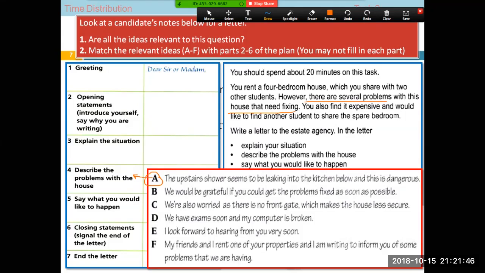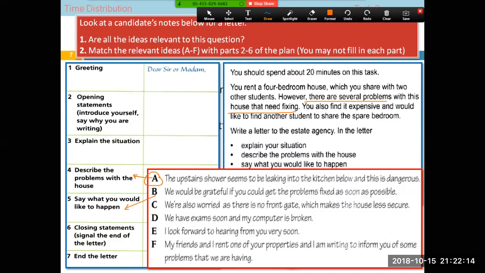Clear? Okay. Then there is, we would be grateful if you could get the problems fixed as soon as possible. I think this is the closing statement. Actually, a closing statement signals that you are going to end the letter. But this is not a signal. This is actually a demand, what you would like to have happen. Exactly.